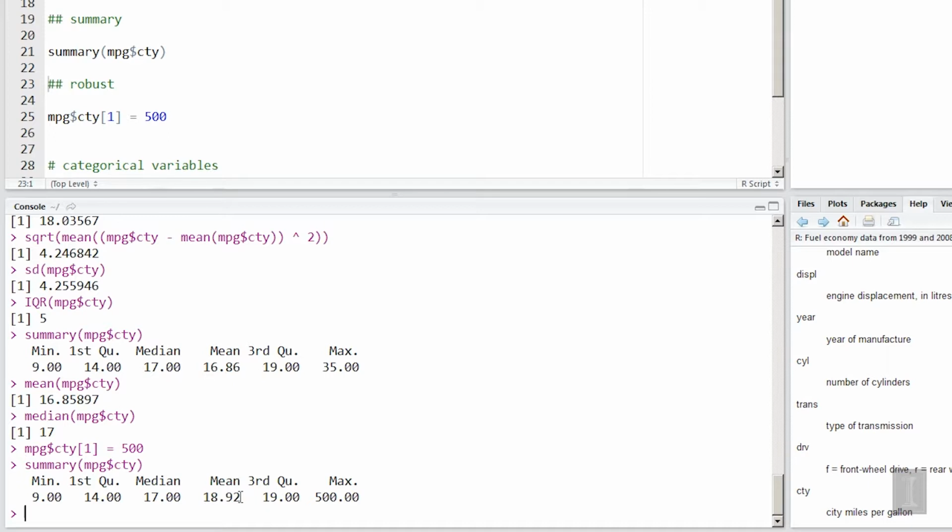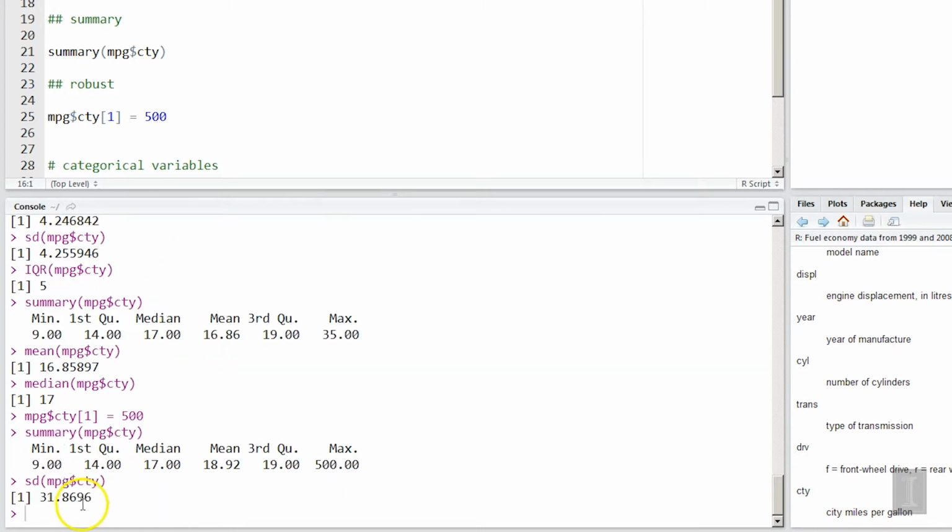Because of this, we say that median is a robust statistic, whereas mean is not. So mean was affected by this sort of massive outlier, whereas the median was not. This is why we use median for things like average salary, average home value. So a few high earners or a few very expensive homes don't throw off our measure of center here. I'd also note that before the standard deviation was roughly 4.2. Now if we look at the standard deviation, it is much larger, whereas the IQR did not change. So we'd say that IQR is robust, whereas the standard deviation is not.